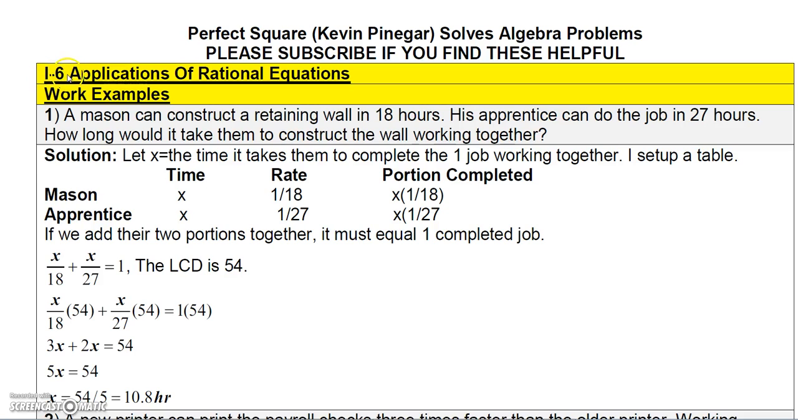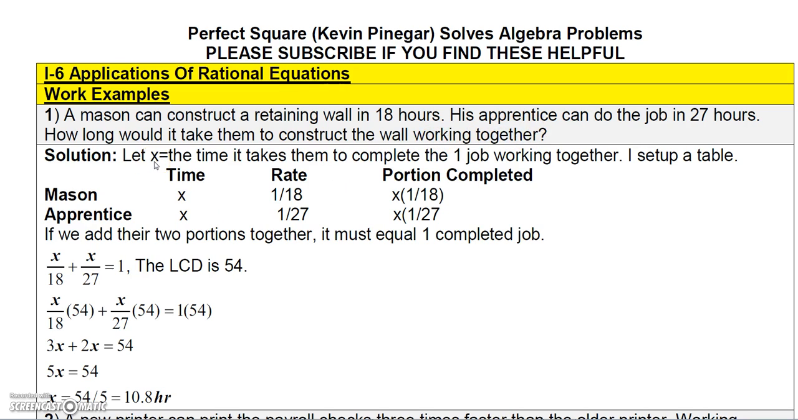Here we're going to look at some applications of rational equations. We'll start out with some work examples, and that's where you have two entities working on something. Here it says a mason can construct a wall in 18 hours. His apprentice can do the job in 27 hours. How long would it take them to construct the wall working together?